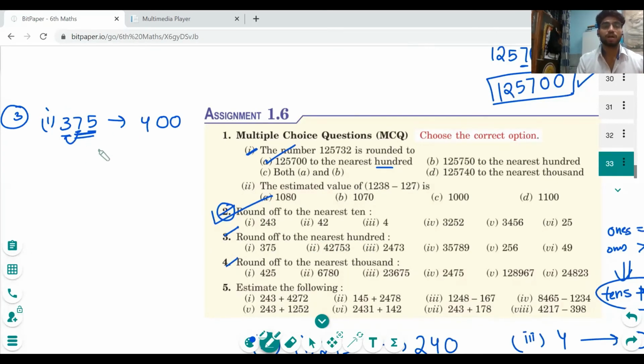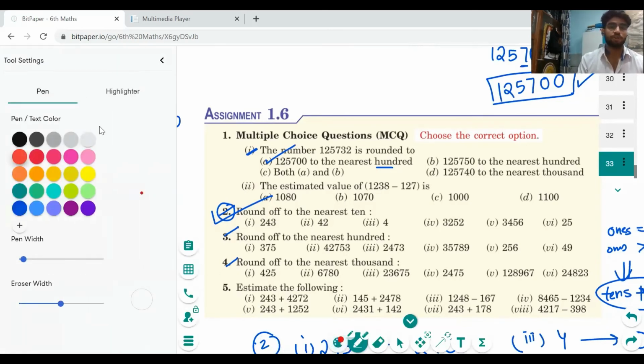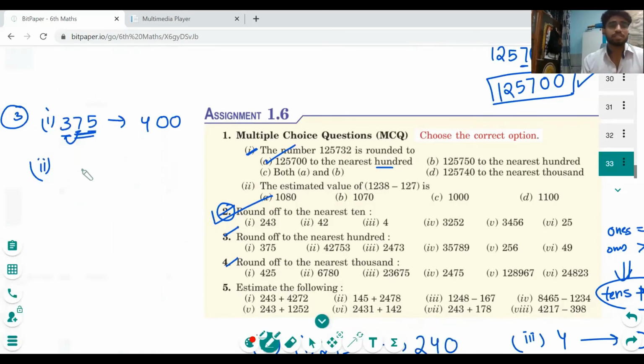So it will be 4 and we are done. Voila. Let's change the color. How about red? Okay, let's try 4, 2, 5, 7, 5, 3.